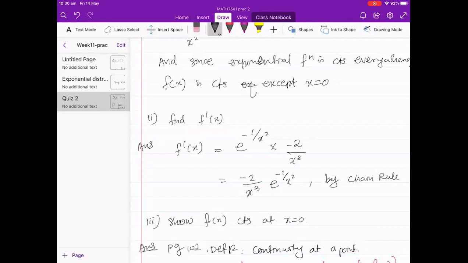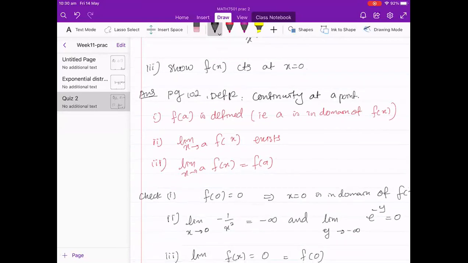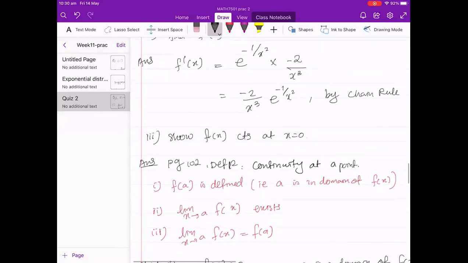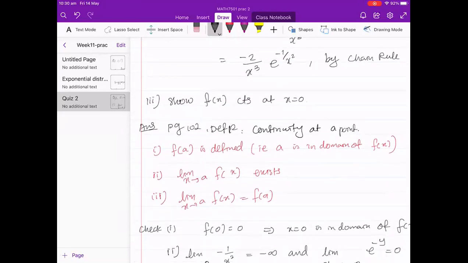All right. The next part is show that f(x) is continuous at x equals 0. Remember last time we discussed continuity at a point using definition 12 on page 102. There are 3 criteria that you need to check. That is, f at that point is defined, and the limit as x tends to a of f(x) exists. The limit as x tends to a of f(x) equals f(a). So a in this case is x equals 0.